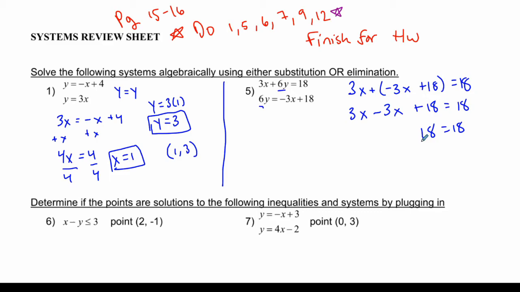So what does that mean? Well, we have a true statement that is true regardless of whatever I choose for x or y. So that means we will have infinite solutions. This is actually a case where if we were to solve both of these for y and graph them, we'd have one line graphed on top of another, the same line.